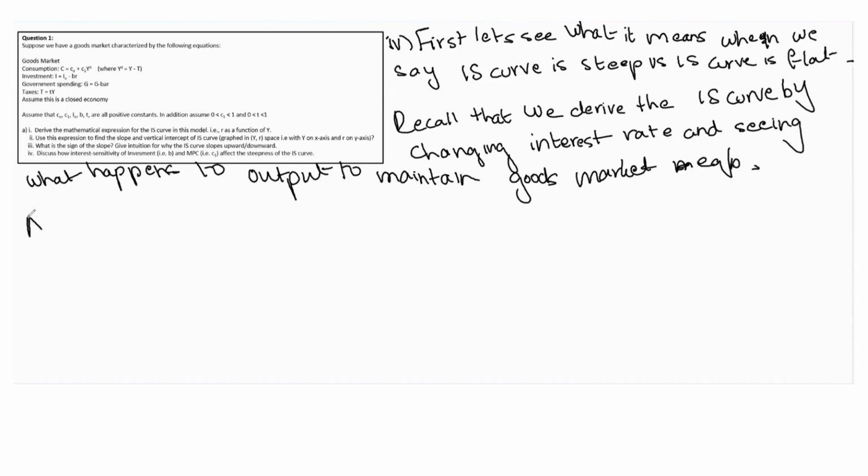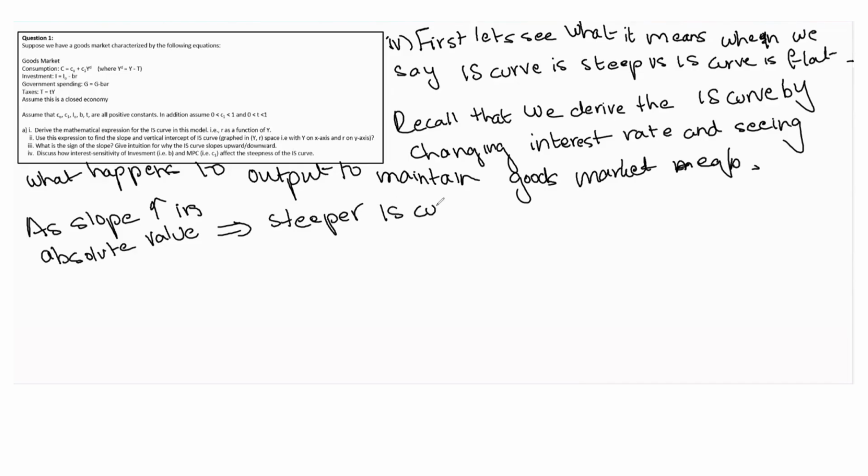Now the idea is that as slope increases in absolute value, so we're talking about the absolute value of the slope, because we know the IS curve slope will be negative since it's downward sloping. But we're talking about the magnitude of the slope. If you have a slope of -2 and -5, both indicate downward sloping, but in absolute terms -5 is larger, so that will be a steeper curve. So as slope increases in absolute value, we'll have a steeper IS curve.